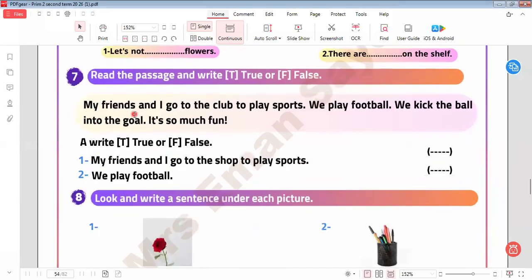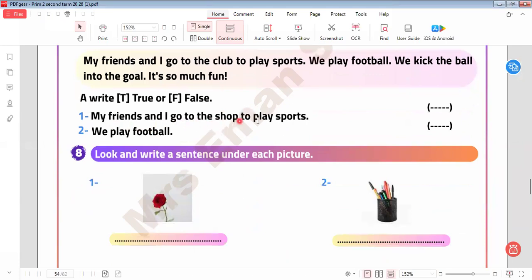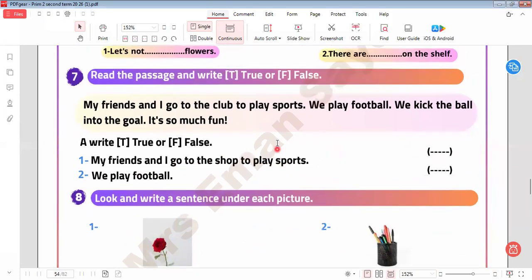Here we say, my friends and I go to the club to play sports. We play football. We kick the ball into the goal. It's so much fun. My friends and I go to the shop to buy sports. Is it true? No, it's not go to the shop. Go to the what? Go to the club. It will be false here. We say we play football. Yes, true. Let's go to another one.